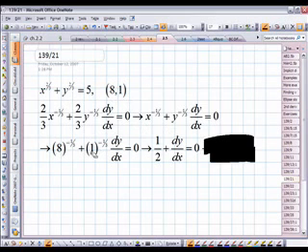Get it down to here because 1 to the negative 1/3 is just 1, 8 to the negative 1/3 is a half, and so dy dx therefore is negative a half. So on this curve, at this point, the slope of the tangent line is negative 1/2.